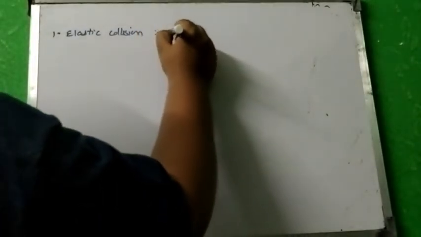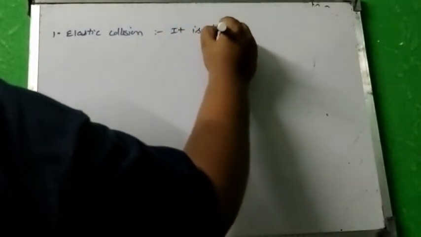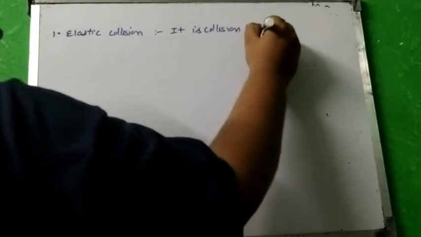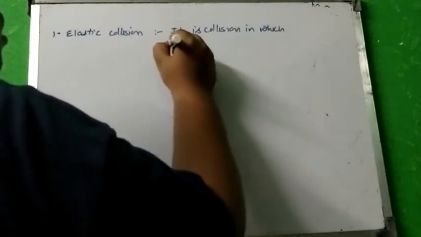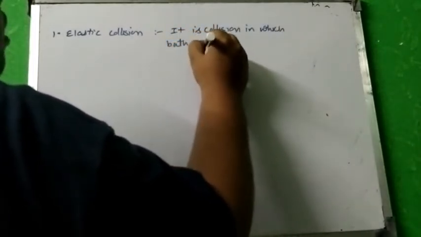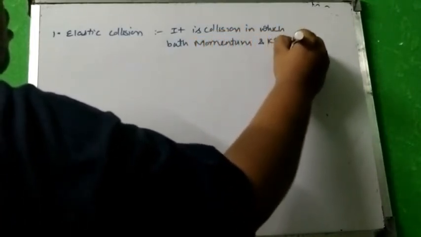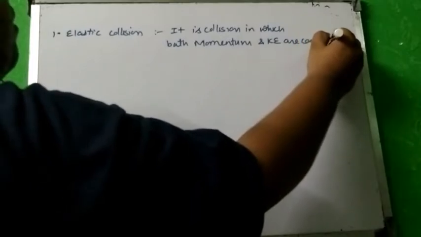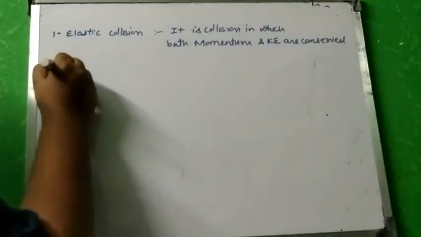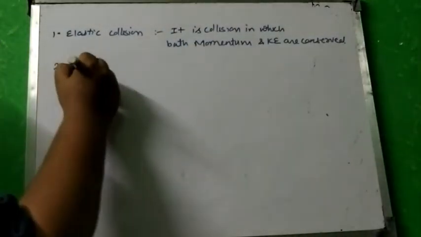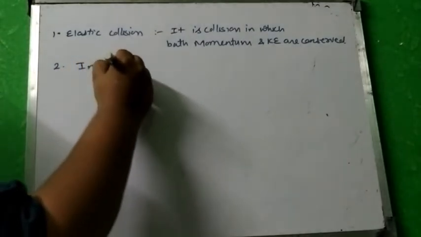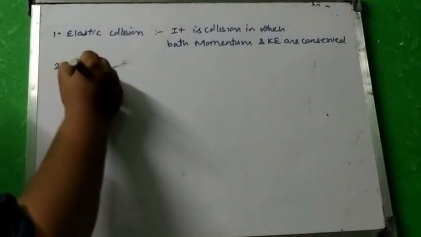It is a collision in which both momentum and kinetic energy are conserved. Although momentum is conserved in all types of collisions, the others are inelastic collision, perfectly inelastic collision.